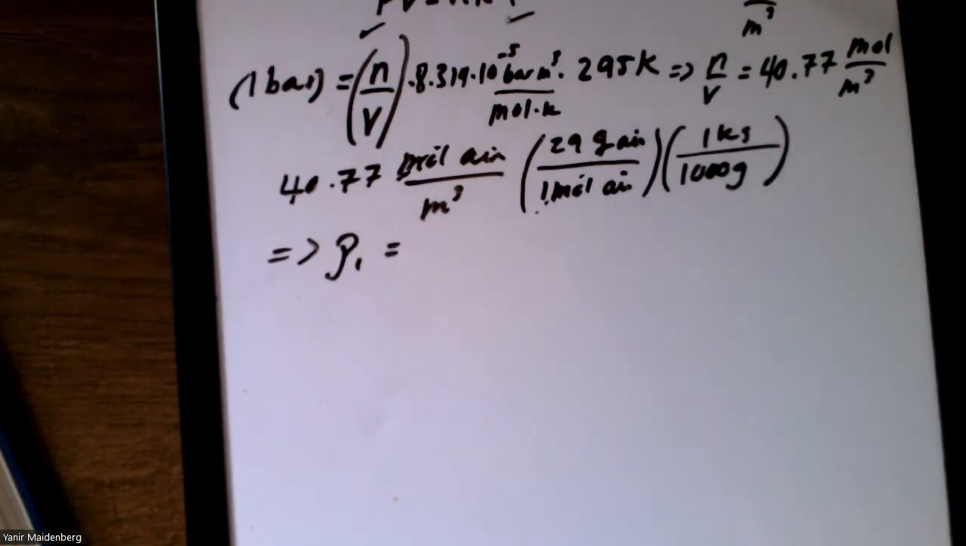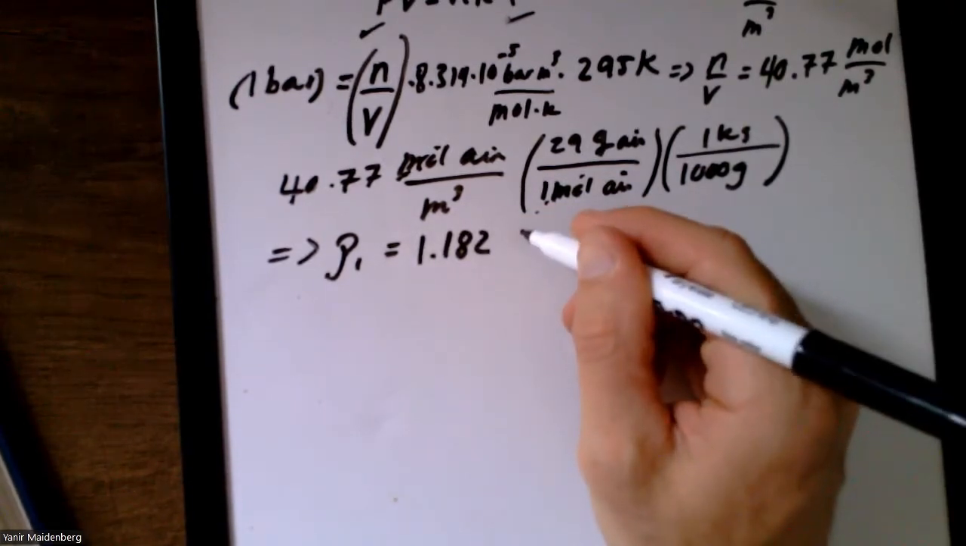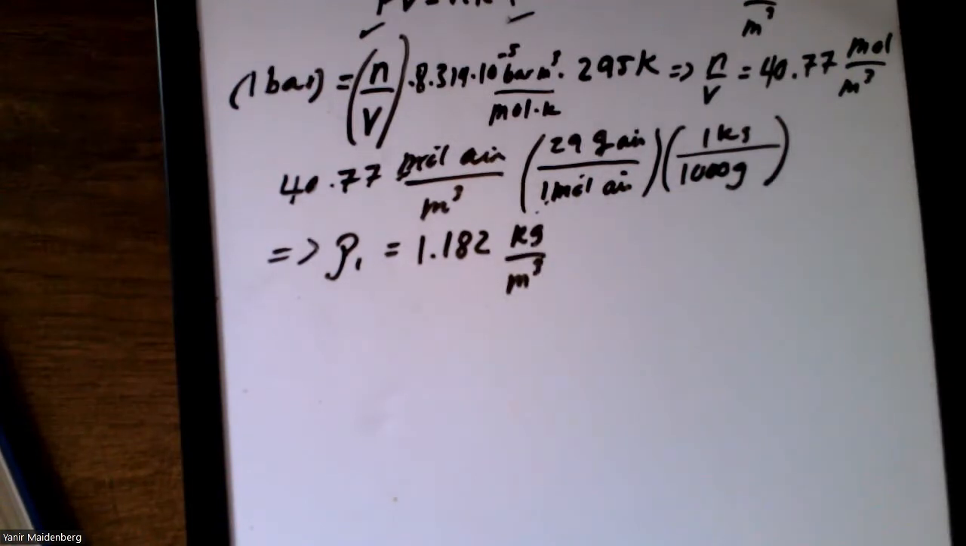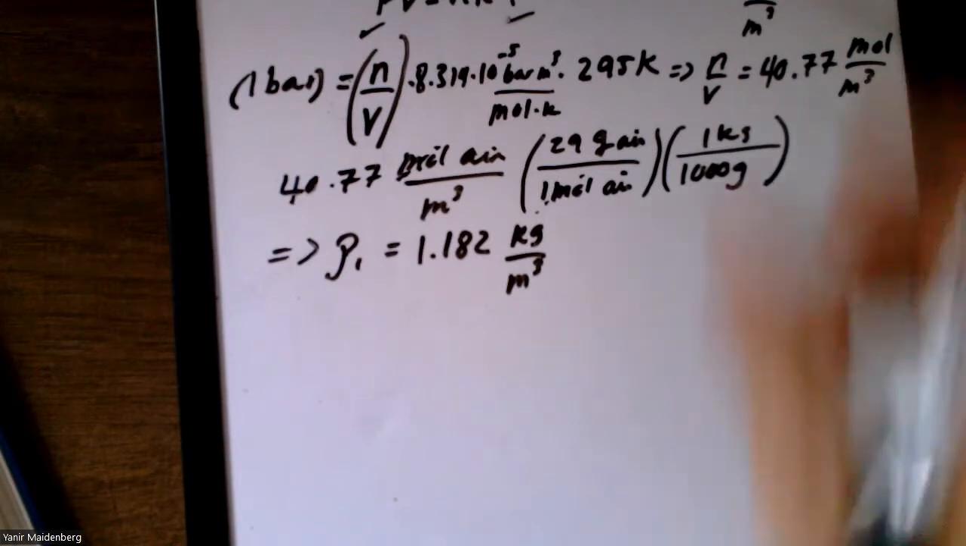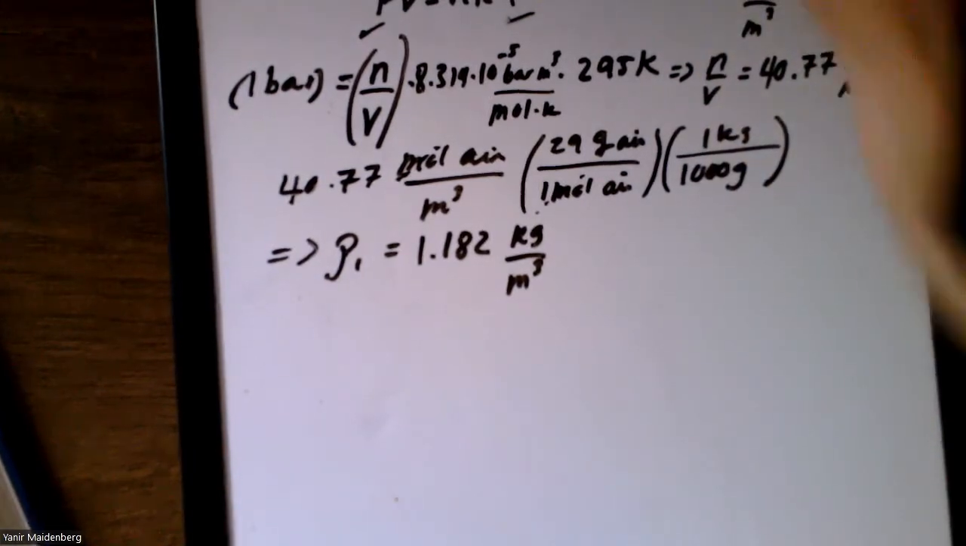is 1.182 kilograms per meters cubed. Okay, so then if I go back to, well, I don't actually, I erased it.